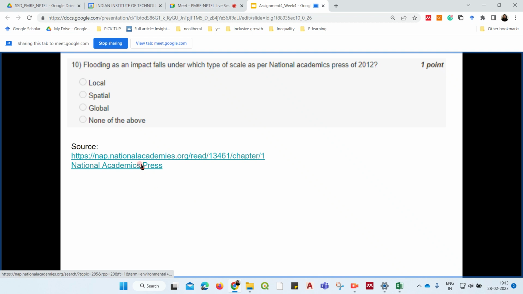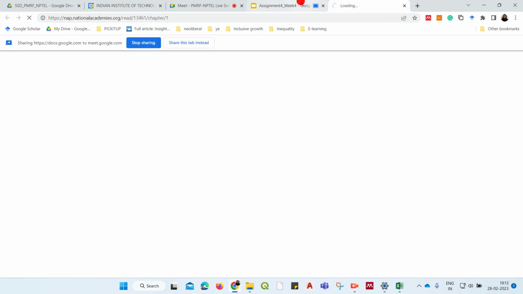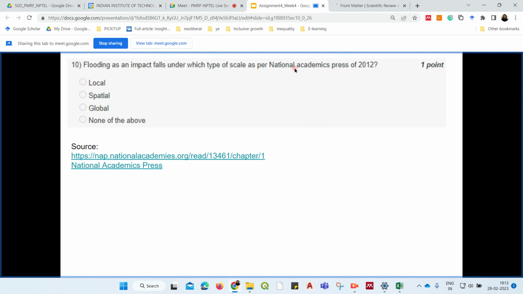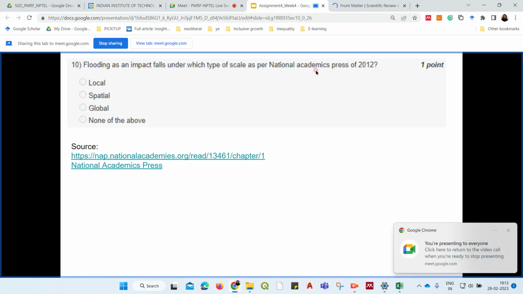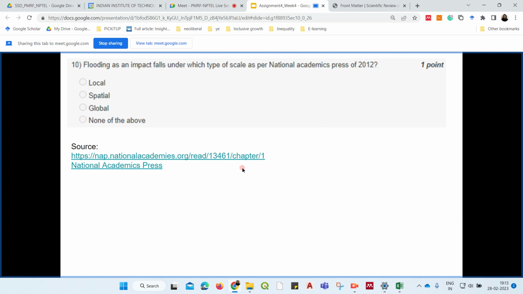I'll just show you this. I did not find the specific report which this question is mentioning, but I found other reports which talk of environmental impact assessment and which talk of flooding as an impact. Another thing you can do, which is very easy if you want to solve this question, is to look at what this question is asking: whether flooding is a local, spatial, regional, or global impact.